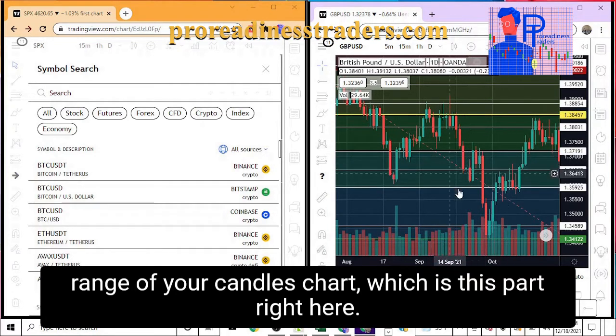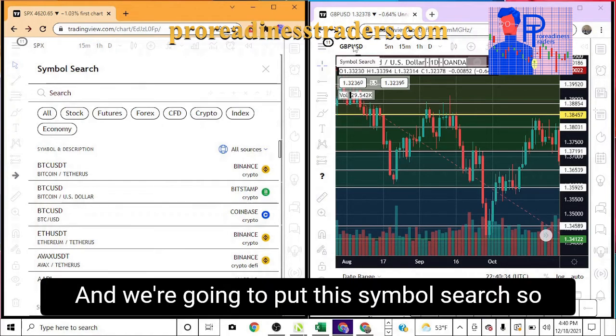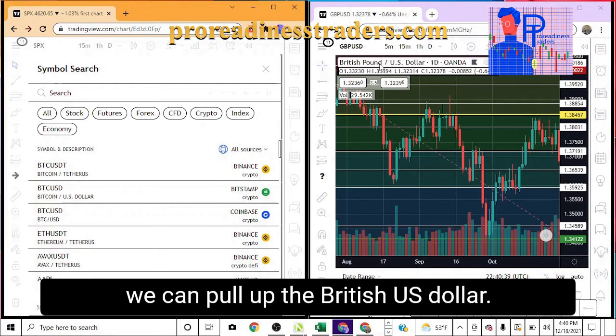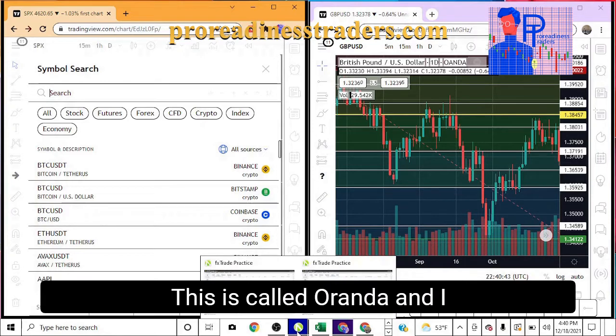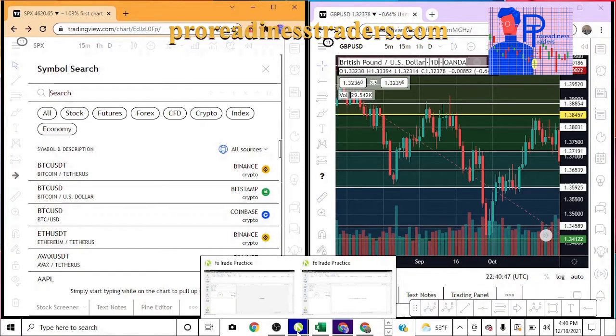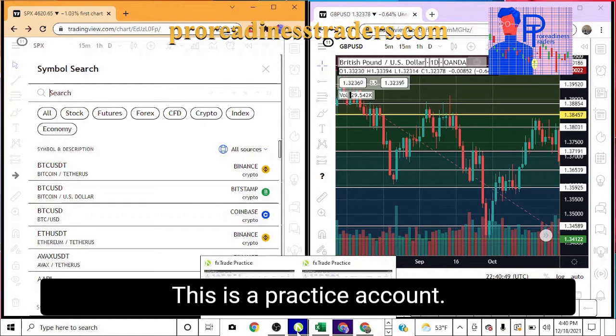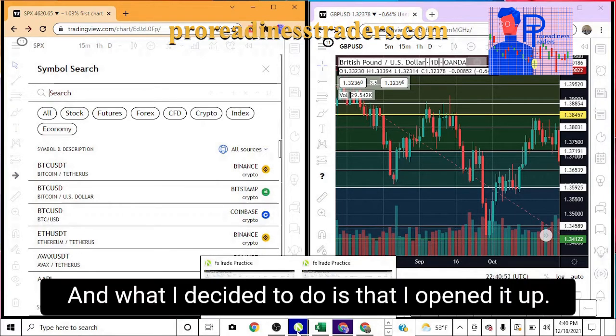This, which is this part right here. So we go right here to the ticker symbol, right? And we're going to put this symbol search so we can pull up the British US dollar. Now this symbol right here, this is called Oanda, and I have just opened up this account. This is a practice account. This is my practice account that we're in. And what I decided to do is that I opened it up.